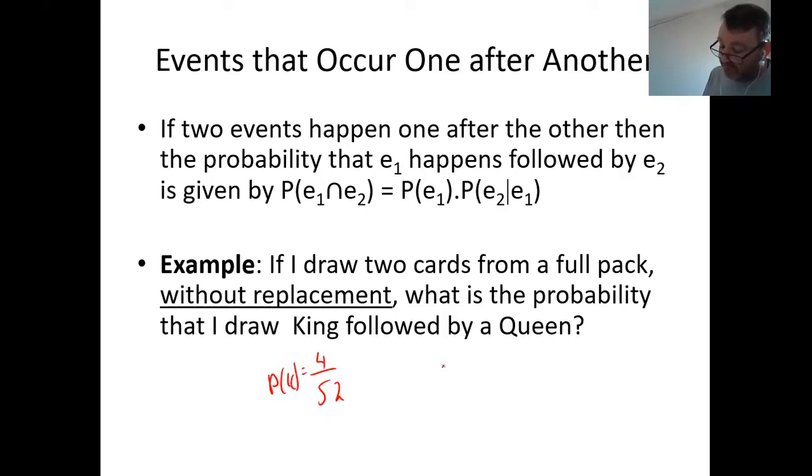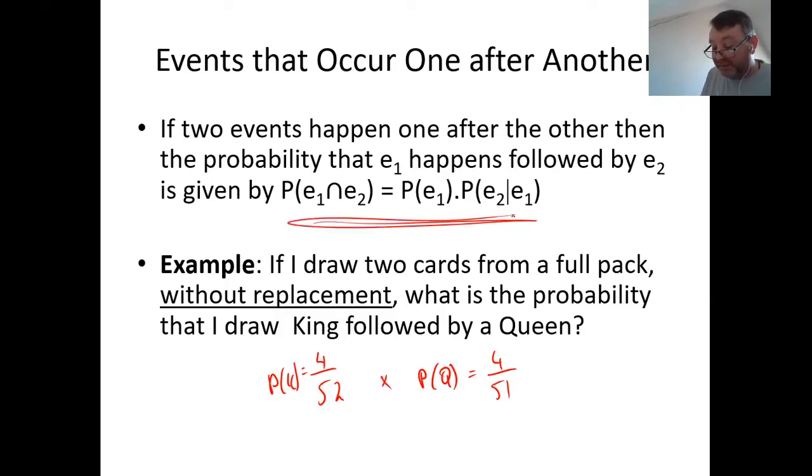Okay. What about the probability of a queen? Now be careful. The probability of a queen is 4 out of 51 because we're told that we don't replace the card. So that means there will be 4 out of 51. So what's the probability that I draw a king and a queen? Which means we're going to multiply these 2 together. So that's what this thing up here actually means. It means that you do the first probability as normal, then you make any adjustments required to the next probability if you keep the object out, if you don't replace it. So in that case here, we get 4 over 52 multiplied by 4 over 51.